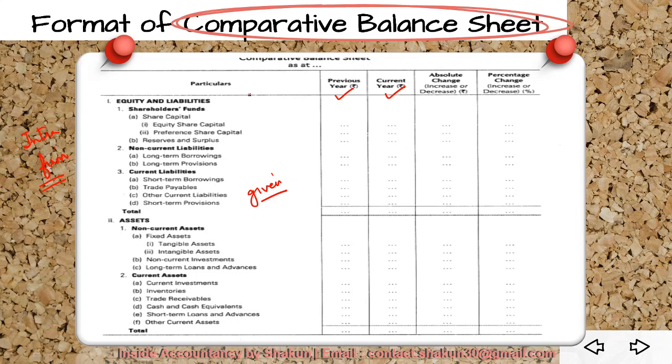After this, all these three columns, the first column, the second column and the third column, would already be given in the question. Now, since the name itself suggests these are comparative statements, that means we are going to compare the previous year with the current year to find out the absolute change, whether there is an increase or a decrease.